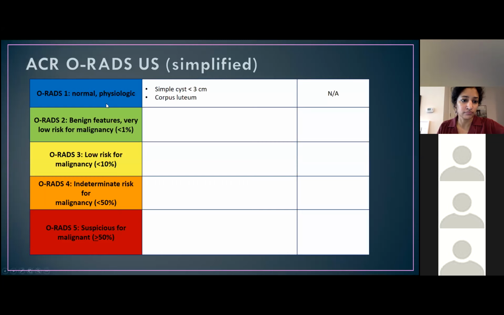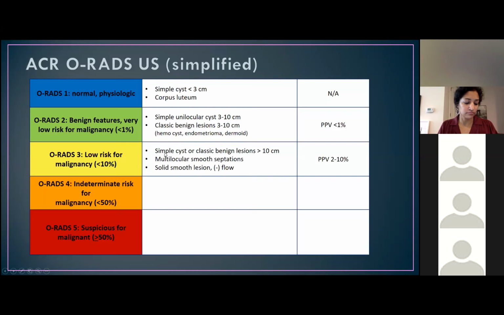So O-RADS 1 is normal physiologic things like follicles and corpus luteal cysts. And the follicles define simple cysts less than 3 centimeters in a premenopausal woman. And then if you don't have one of those things, but you have a simple cyst that's a little bigger, or any of the classic benign lesions described as classic hemorrhagic cyst, endometriomas, or dermoids, you can call that O-RADS 2.